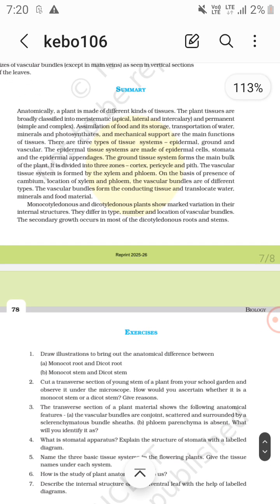And what about anatomy? A plant is made up of different kinds of tissues, right. These tissues are divided into meristematic, that is apical, lateral, and intercalary. Intercalary means the tissue between the two nodes, right. Now permanent tissue consists of simple tissue and then complex tissue. Now complex tissues are xylem and phloem. Each complex tissue is made up of different types of cells, like tracheids, vessels, and all that. And simple permanent tissues are collenchyma, sclerenchyma, and parenchyma. So this is it, everything.